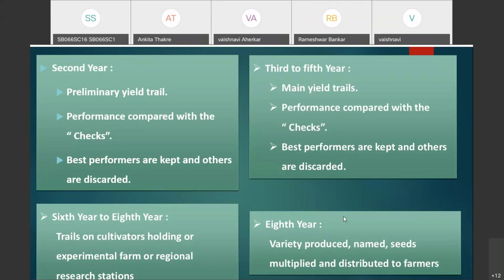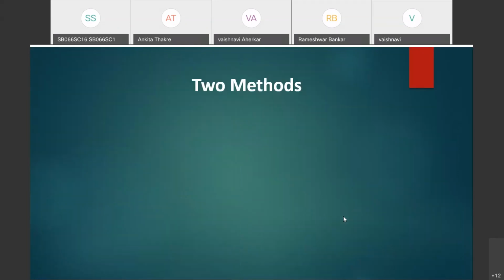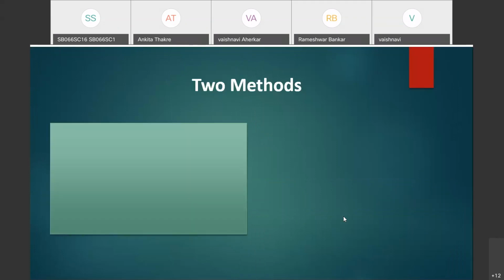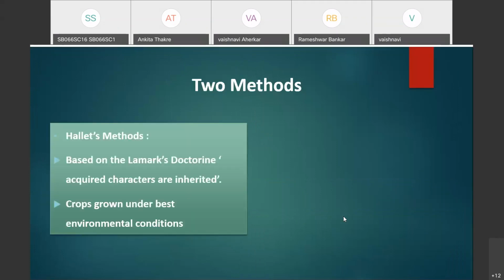We were about to discuss the two methods of mass selection. The first method is called the Halides method. The Halides method is based on Lamarck's doctrine, which is very famous, and according to this doctrine, acquired characters are inherited.